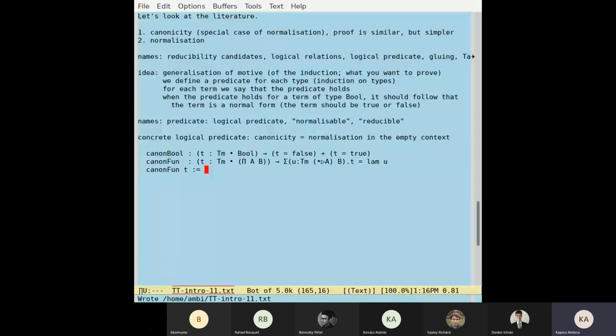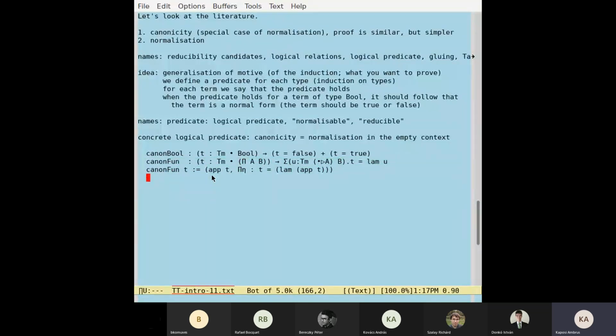We don't even need this logical predicate method to prove this latter one, because we have the eta law for pi types. So we know that we can always return up of t, right? And then here we need to prove that t is equal to lambda of up of t, and this is true by the eta law for pi types. Sorry, no, I should have put this here, right? So canonicity for function space is easy, and in fact, canonicity for all types which have an eta law is easy. It just holds by definition, it's completely trivial, just like for function space or for sigma types.